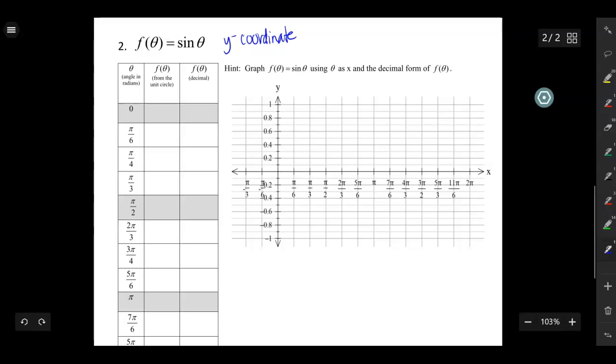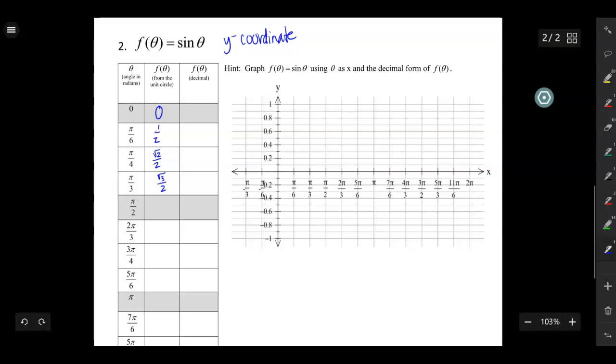Okay, so at 0, my y-coordinate is 0. At pi sixths, my y-coordinate is 1/2. At pi fourths, my y-coordinate is square root of 2 over 2. And at pi thirds, my y-coordinate is the square root of 3 over 2. Okay. Now I'm going to do the same thing I did before.